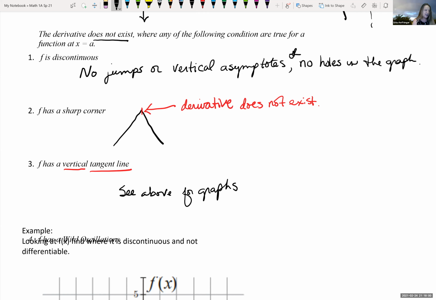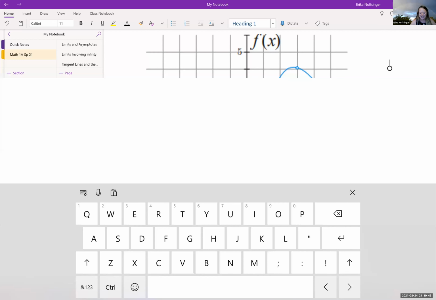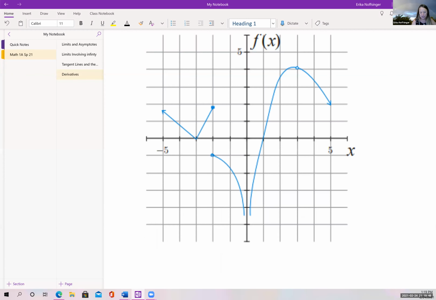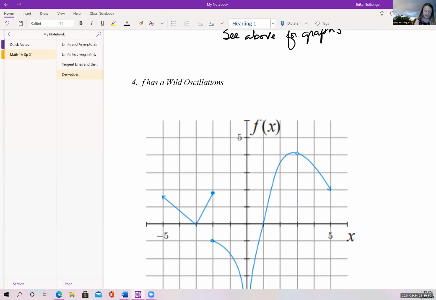And for this class, we have one other case. The other area that you have to worry about is wild oscillations. We had seen that happen where we had y equals sine of 1 over x. Remember, as x was approaching 0, it started to go back and forth really, really fast. And so in this case, it would not have a derivative where that's happening.